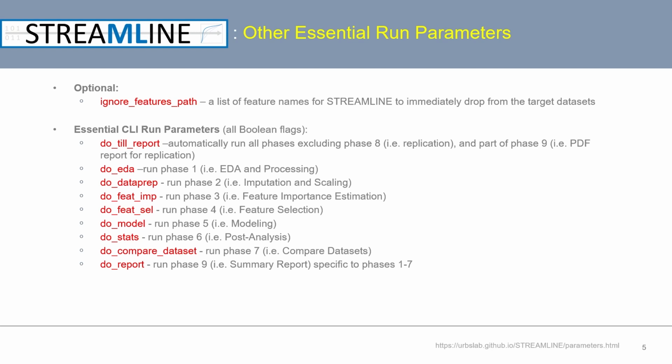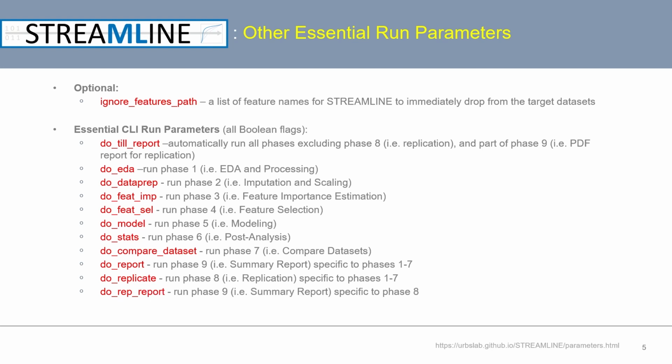Further, the doReport flag runs the phase 9 summary report, which pairs with having run phases 1 through 7. DoReplicate is the flag that runs phase 8 replication, which also requires phases 1 through 7 to have been run. DoRepReport is the flag that runs phase 9 summary report generation specific to phase 8 replication analysis. And doCleanup is the flag that optionally allows users to run a quick cleanup of temporary files generated in the STREAMLINE output experiment folder to save space.